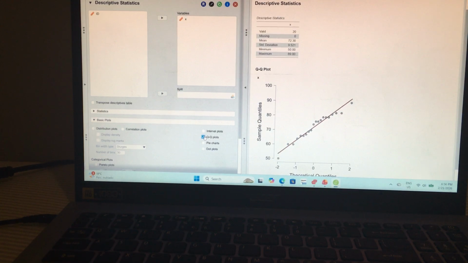So let's go and look at figure 9.19, which is on page 26. And again, we can verify that our QQ plot that we constructed is exactly the same, with our 20 data points, our mean of 72.3, our standard deviation of 9.521, min of 50, max of 89. That looks great.